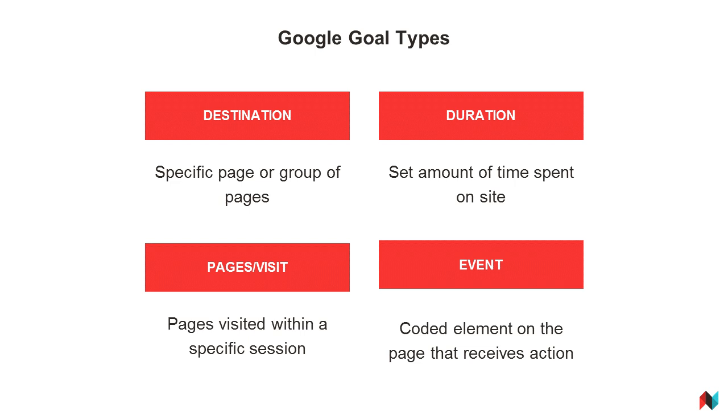An event is a slightly more complicated one, but an event sometimes requires a little bit of coding. But what it is, you're looking to track specific elements on the site. If you were looking for how many people downloaded a piece of content, clicked on a share button, clicked on a video, anything that resulted in an event happening on page that isn't changing the URL of that page.